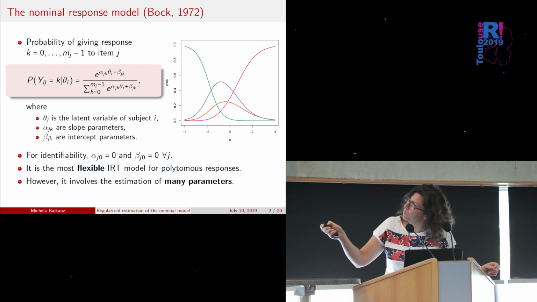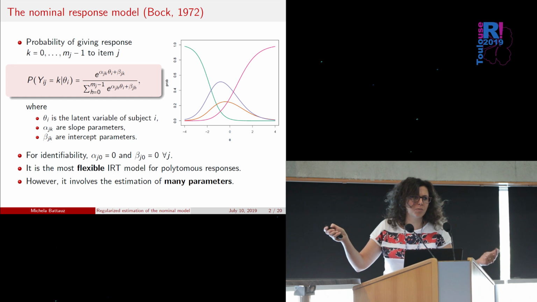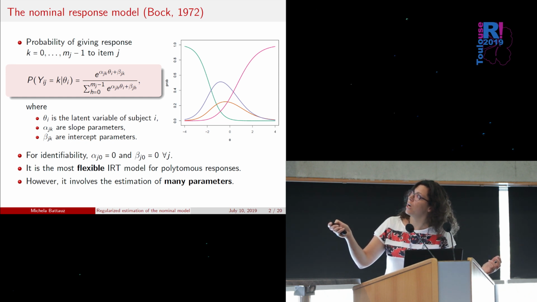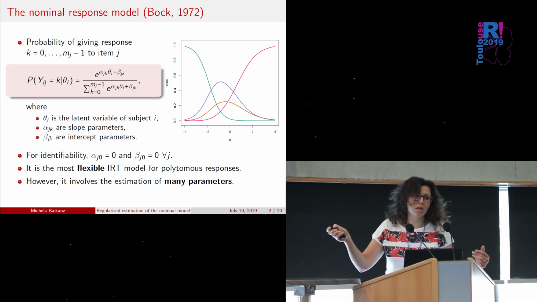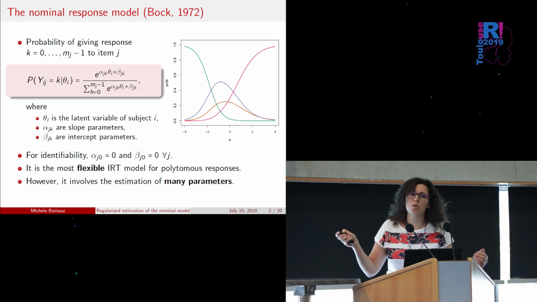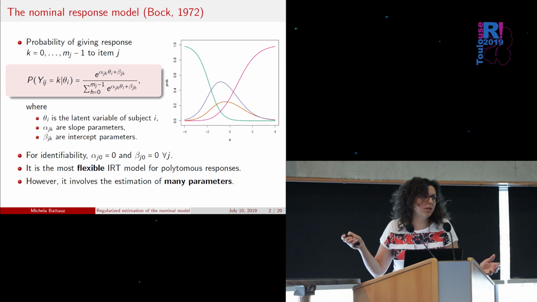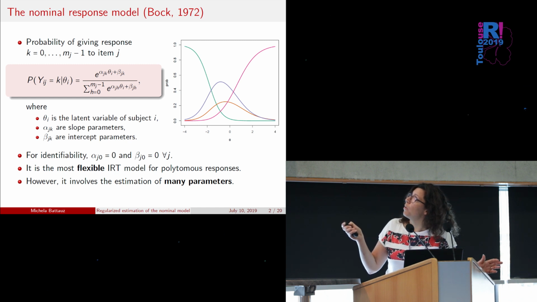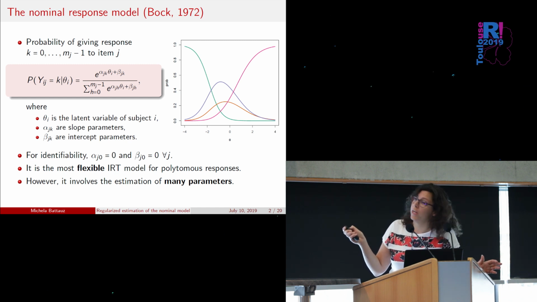The parameters of the model are these beta and alpha parameters. Beta are the intercepts, and we have one different intercept for each item and each response category. And then we have these slope parameters, alpha, which take again a different value for each item and each response category. So we have a lot of parameters in this model. This figure shows the probability curves, which are the probabilities of giving, for one item, one of these 4 response options at different levels of the latent variable.